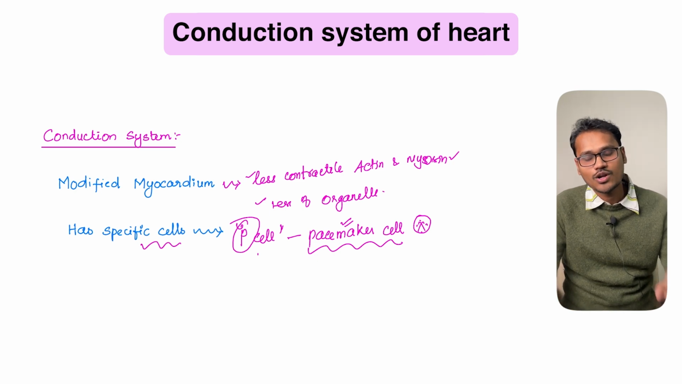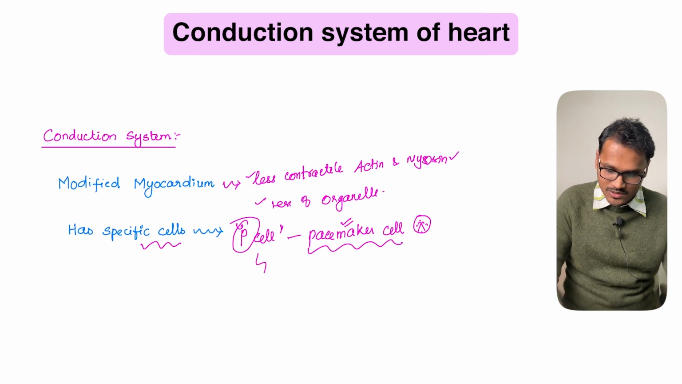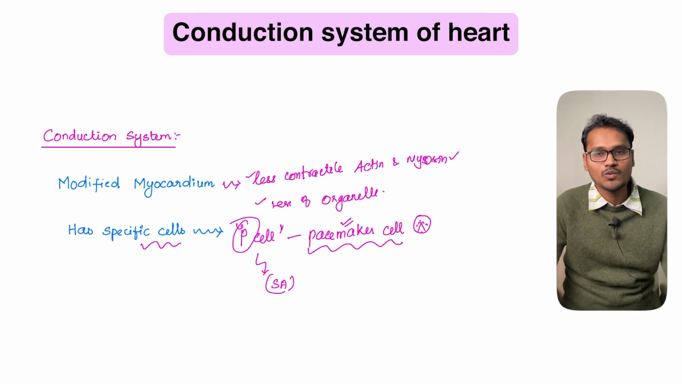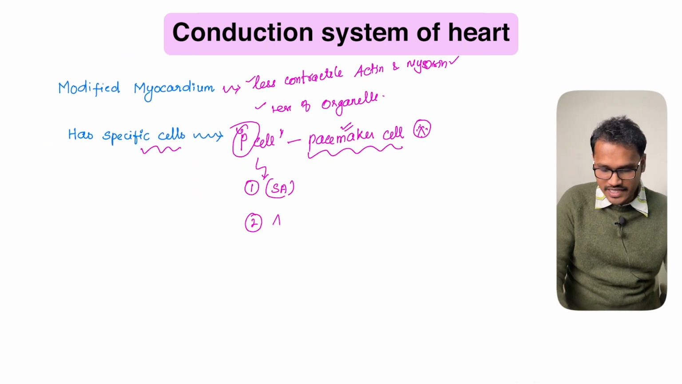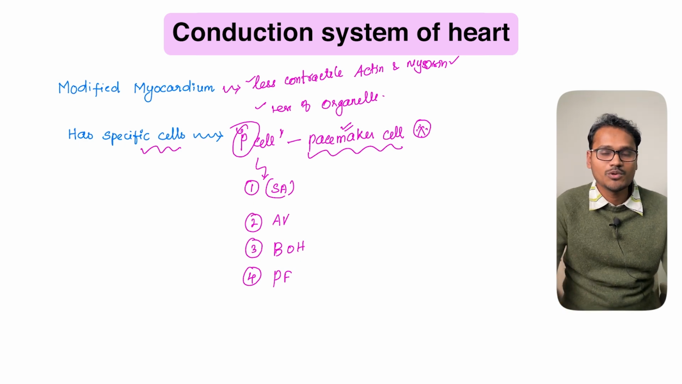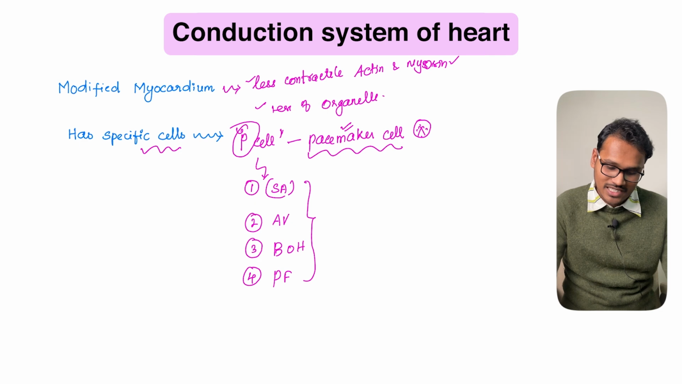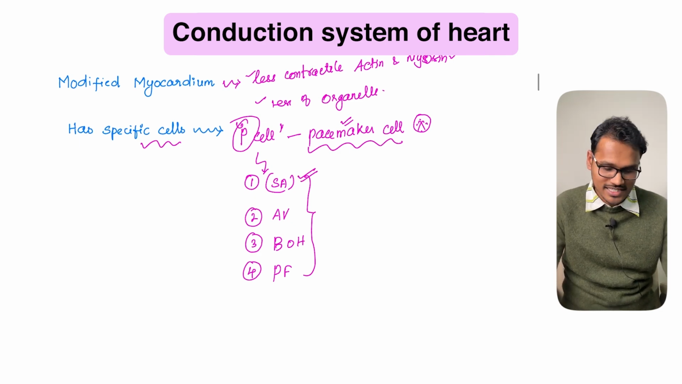These P cells are not only present in the SA node, they are also present in other places. I will tell you what other places. First is the SA node. Second, it is also present in the AV node. Third, it is present in the bundle of His. Fourth, it is present in the Purkinje fibers. I will tell you about all these terms in the succeeding lectures, but as you can see, it is present in multiple places, yet we all know that the SA node is the dominant pacemaker. We'll find out the answer in a while.